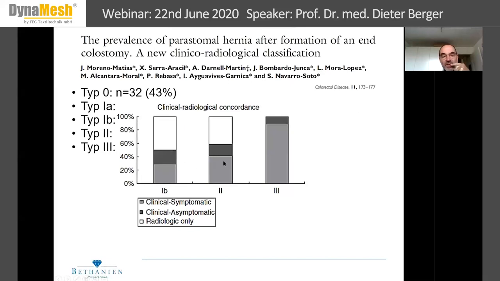And for the patients with type 2, that means a subcutaneous prolapse and also prolapse of any non-intestine structures into the hernia sac, the frequency of symptomatic patients is a little bit higher, but type 3 are in almost 90% really symptomatic. So this seems to be quite a useful classification.